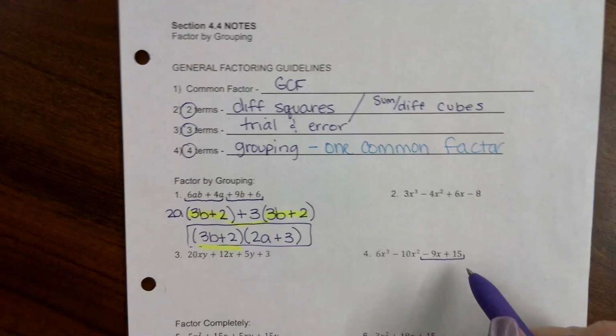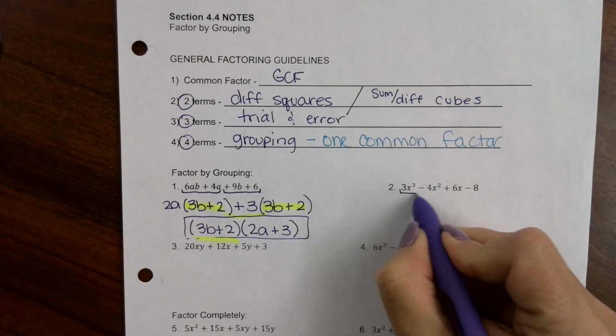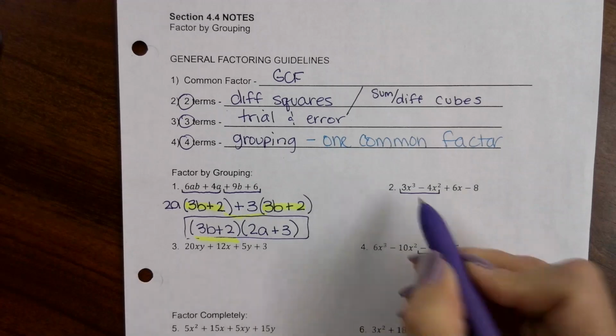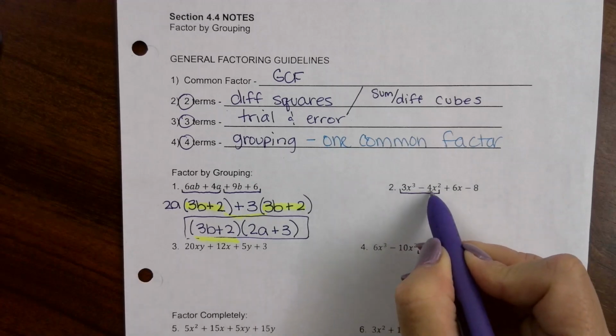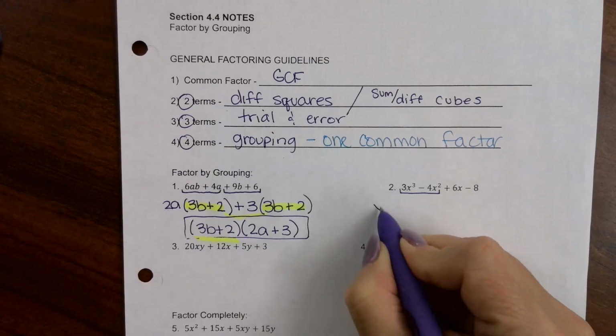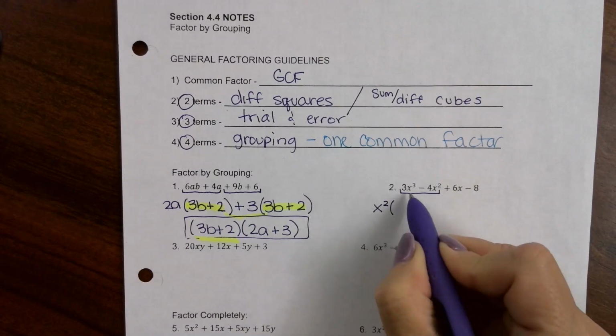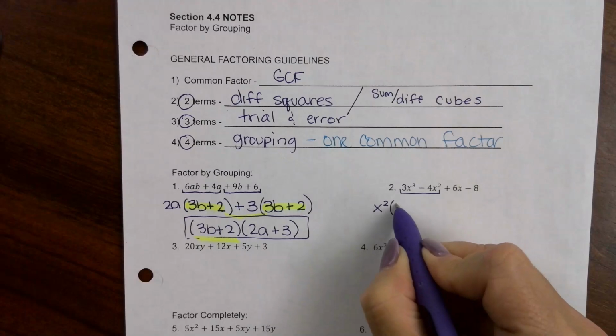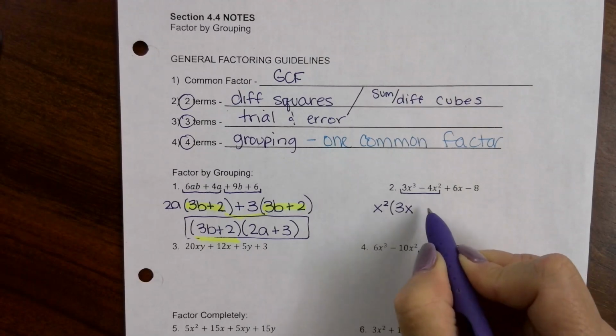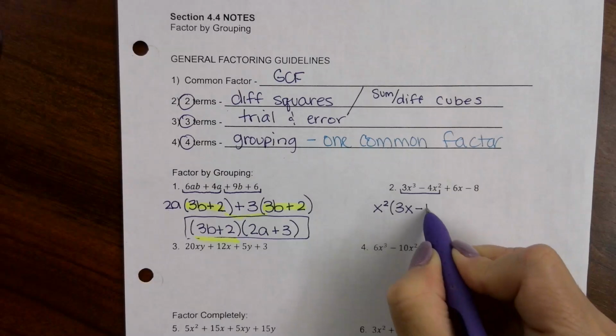So let's look at another one here. So first two terms. That's all I care about right now. So I cannot pull a number out, but I can pull an x squared. So when I pull out an x squared in this first term, I'm left with 3x, and then second term, minus 4.